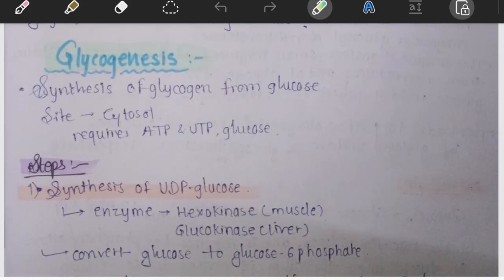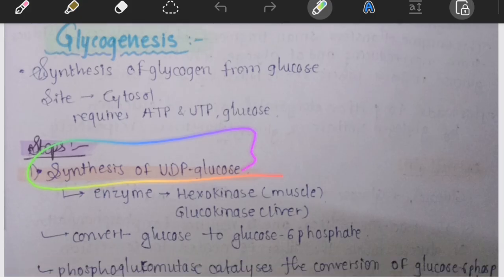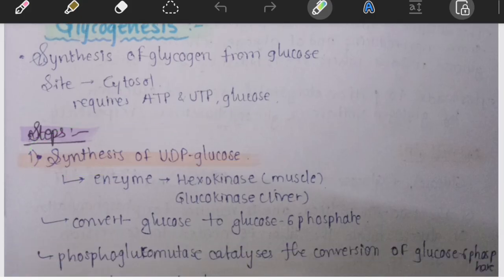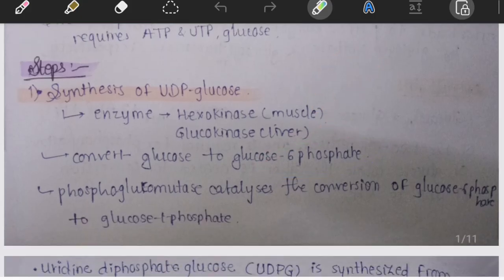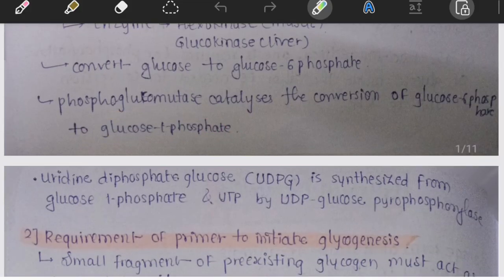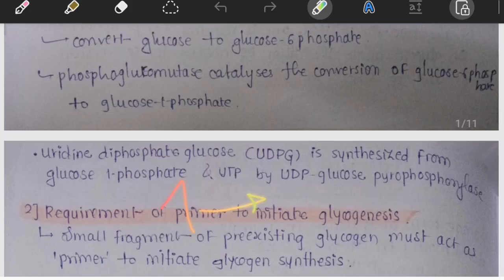Step one, the formation of UDP glucose. Everything starts with glucose. In muscle the enzyme is hexokinase, and in liver, glucokinase. These enzymes convert glucose into glucose 6 phosphate, and then the enzyme phosphoglucomutase converts the glucose 6 phosphate into glucose 1 phosphate.